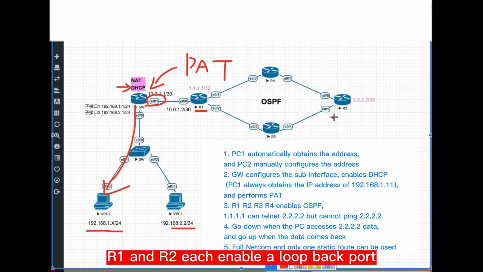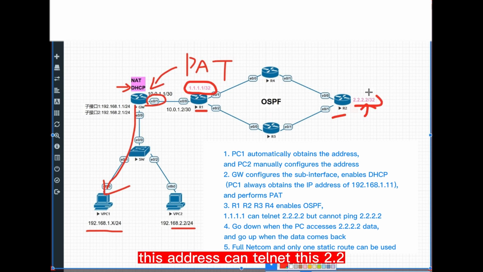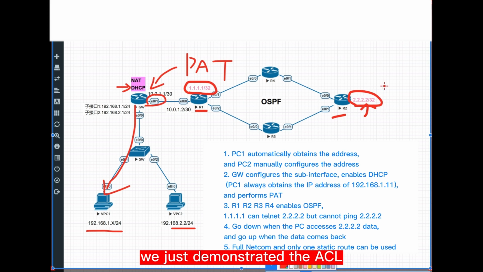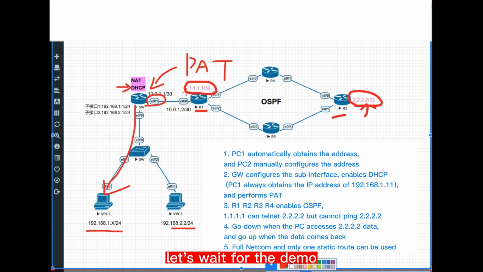R1 and R2 each enable a loopback port, 1.1 and 2.2, with a 32-bit mask. Notice 1.1 as a circle. This address can telnet to this 2.2, but can't ping 2.2. We just demonstrated the ACL. In fact, it is just a ban on ping. But how can we achieve telnet but not ping? Let's wait for the demo.